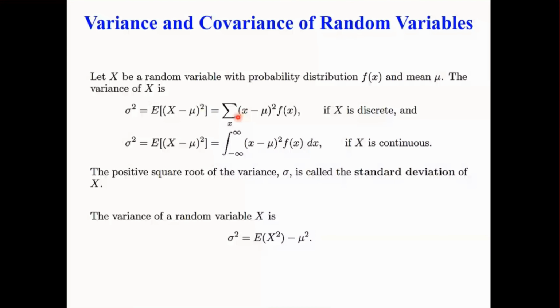In the discrete case it is summation, in the continuous case it is integration. Simple. And if you take the square root of this variance, it is called standard deviation. These two quantities are very important when you have data, because they show how scattered your data is, how much it deviates from the mean. This variance and standard deviation will be useful for that. So that's why it is important.